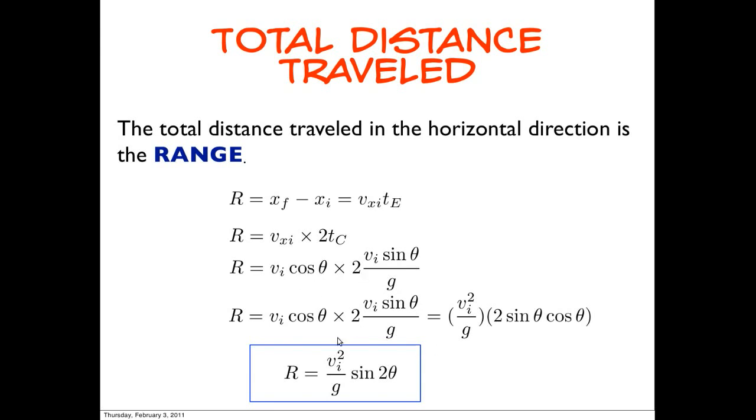If we do a little bit of algebra and simplify, we find that the range is equal to v_i squared divided by g times sine of 2 theta. Note here, this is sine of the quantity 2 times theta. This is not sine squared theta.